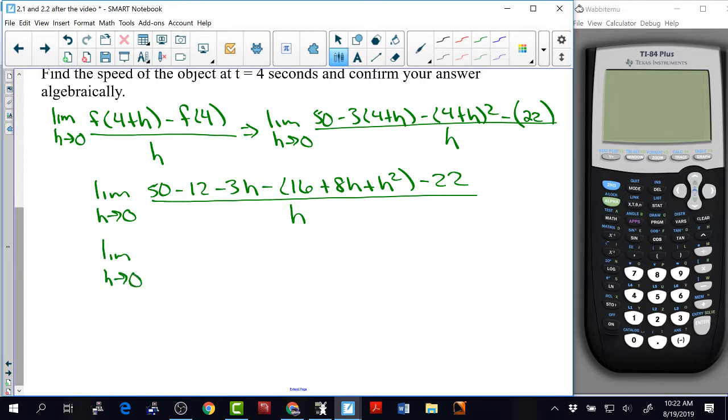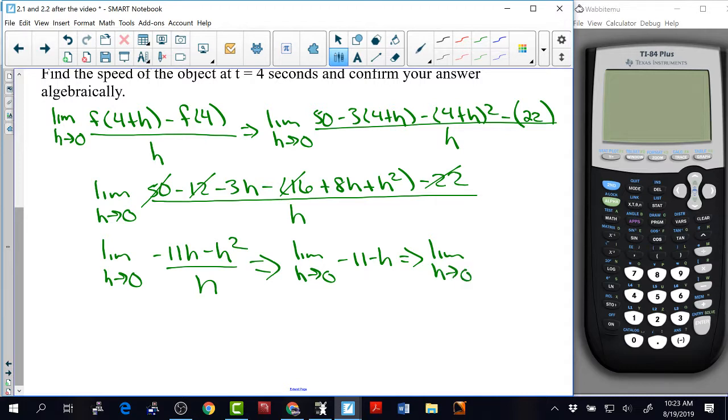Limit as h approaches 0 of 50 minus 12 minus 16, that's 22, minus 22, it's looking good. Negative 3h minus 8h is negative 11h minus h squared all over h. Awesome. Everything without an h canceled. That's good. Limit as h approaches 0 of negative 11 minus h.